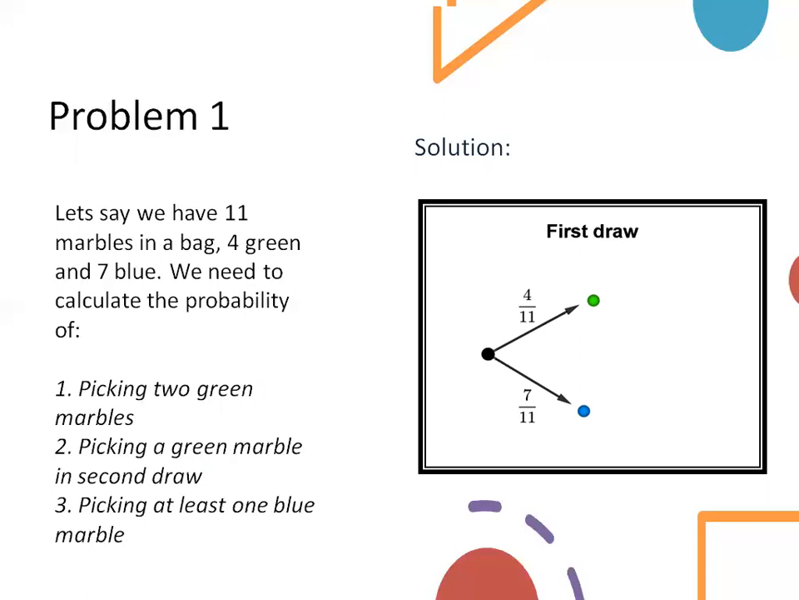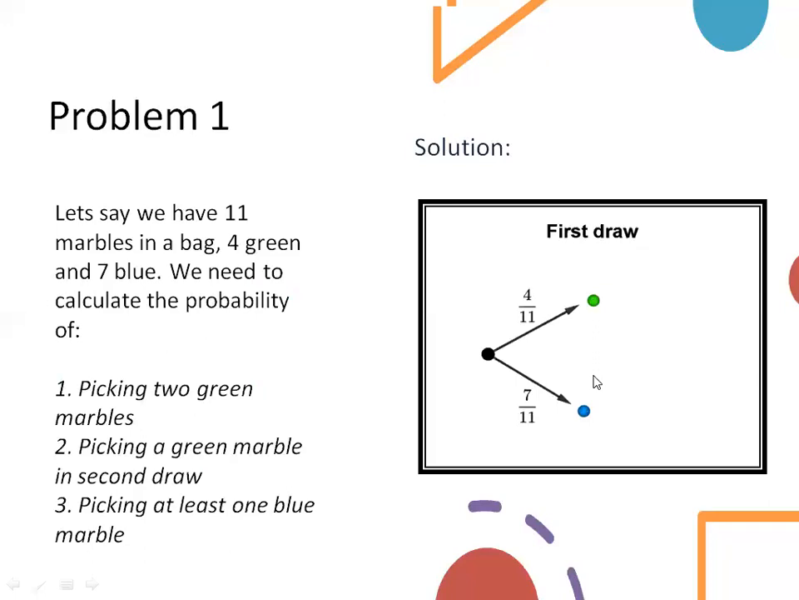Let's start from the beginning. The point on the far left, this black point, represents the bag with 11 marbles. Branches represent possible outcomes. In this case, for the first draw, we will have two possibilities. We picked up a green marble or we picked up a blue marble.